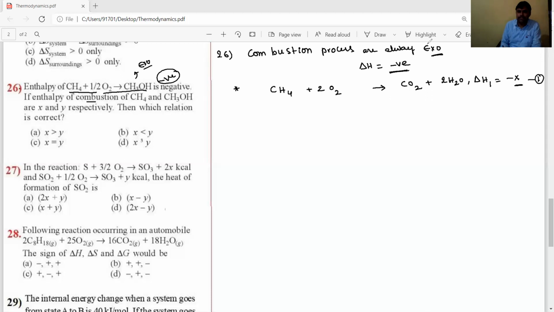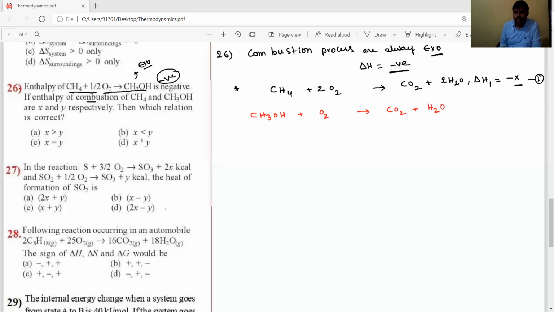Now the second one, methyl alcohol combustion, you have to take. CH3OH on combustion produces carbon dioxide plus water. Okay, carbon dioxide and water.